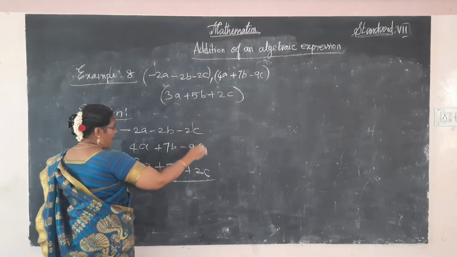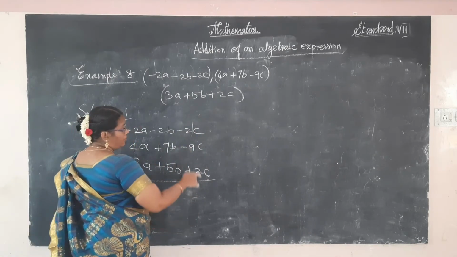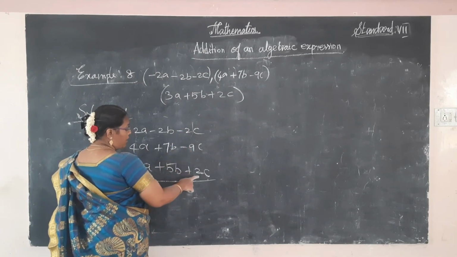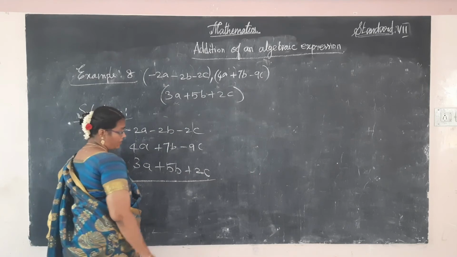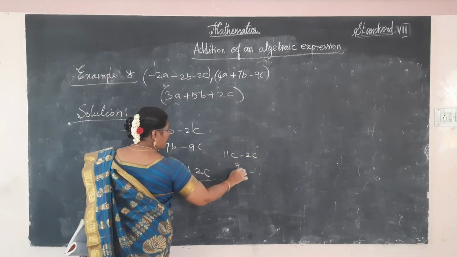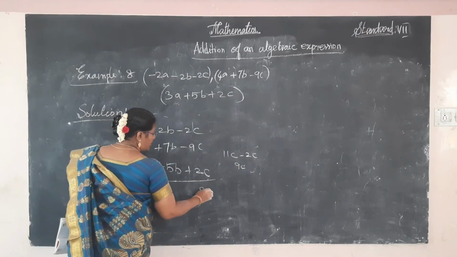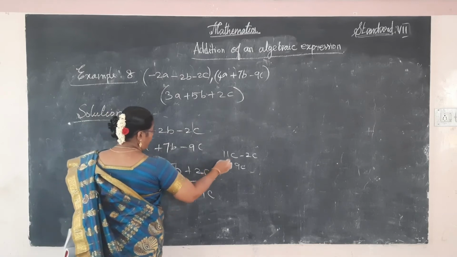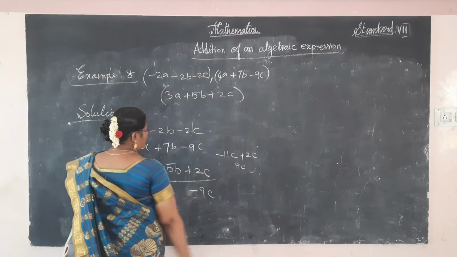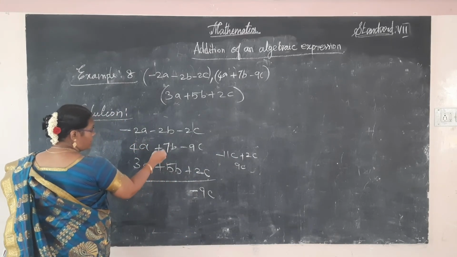Now add these values. These have the same sign. What do we do? Add and put the same sign. So minus 11c plus 2c, different signs, so 11c minus 2c, we get 9c. Positive or negative? Negative. Yes, the greater number's sign is negative. Right. And next, here these two are the same sign.